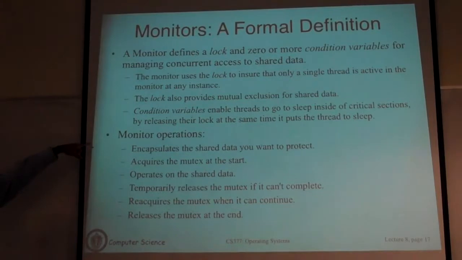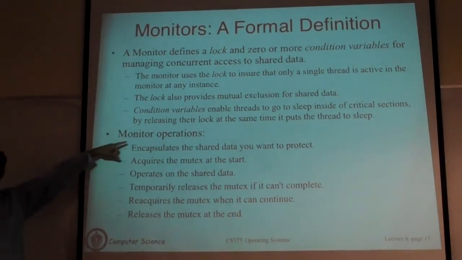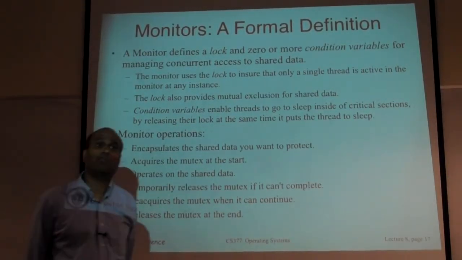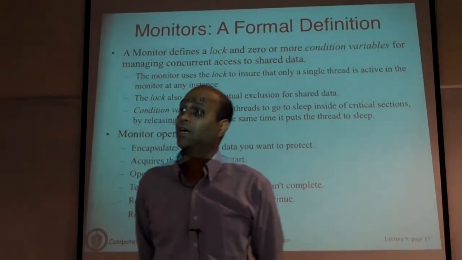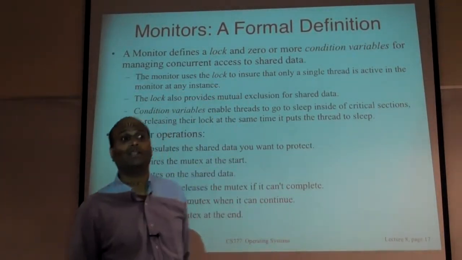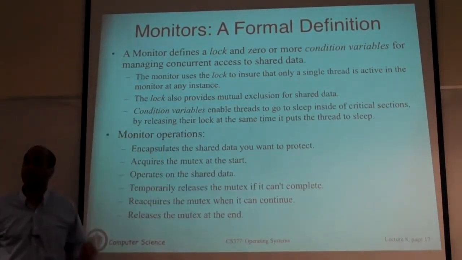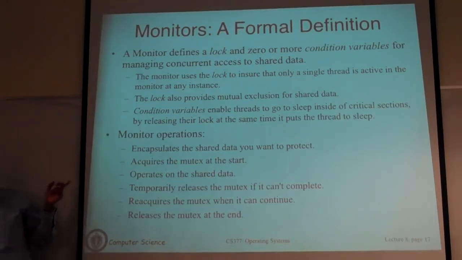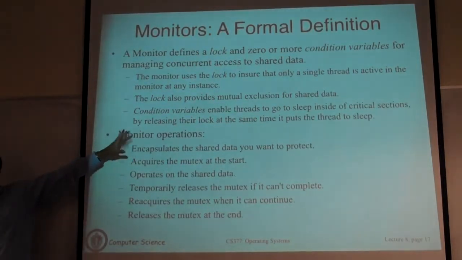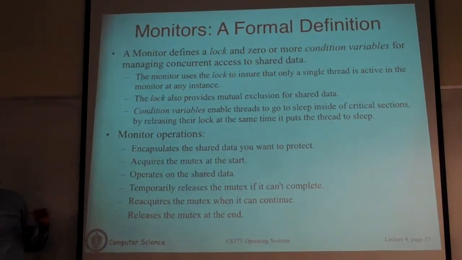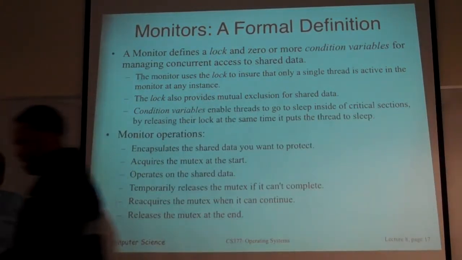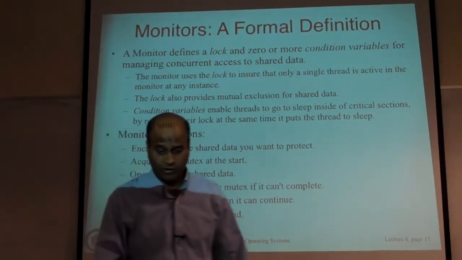And what condition variables do is they enable a thread to go to sleep inside one of those methods atomically and give up that lock. So if for any reason you have to wait for something inside a monitor, you use a condition variable, you go to sleep, you give up the lock atomically. This allows some other thread to make progress by entering that method. So that's the definition of a monitor.